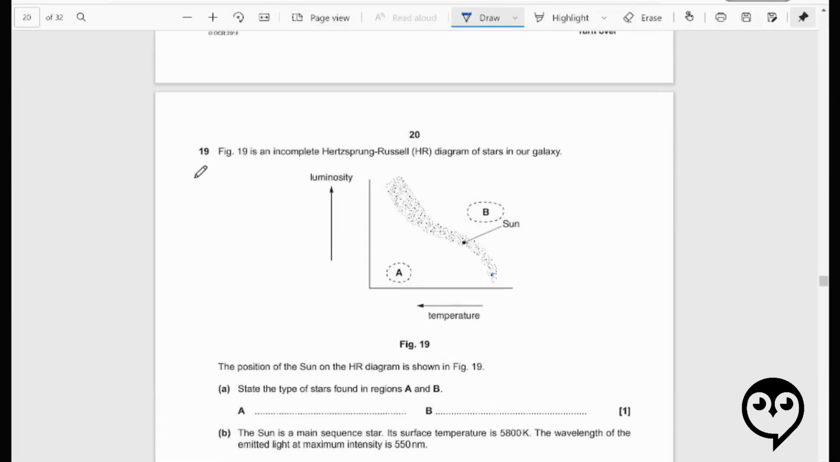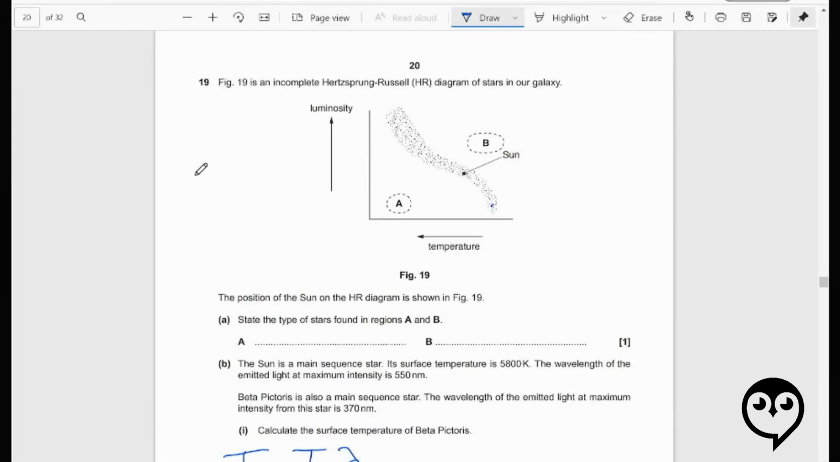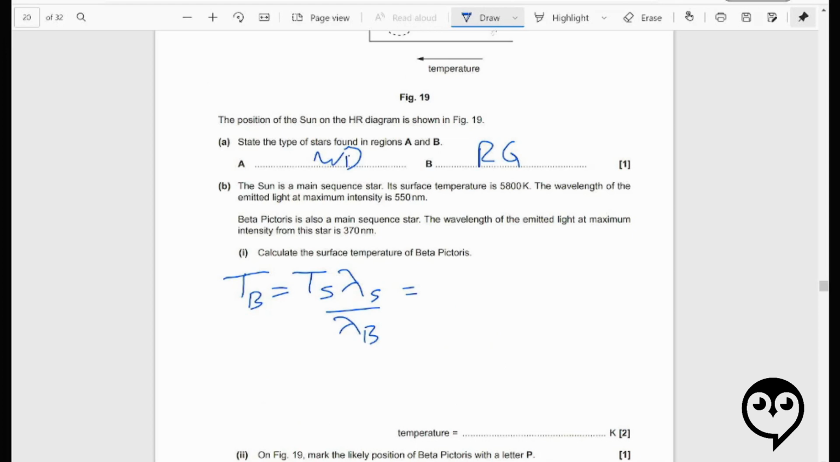Okay, this is from the Physics A, the modeling physics paper, OCR, 2018. We've got a question here about the HR diagram. So the types of star here are going to be white dwarf. These ones here are going to be red giants at B. Okay, Sun is a main sequence star. Here's the surface temperature, maximum wavelength.